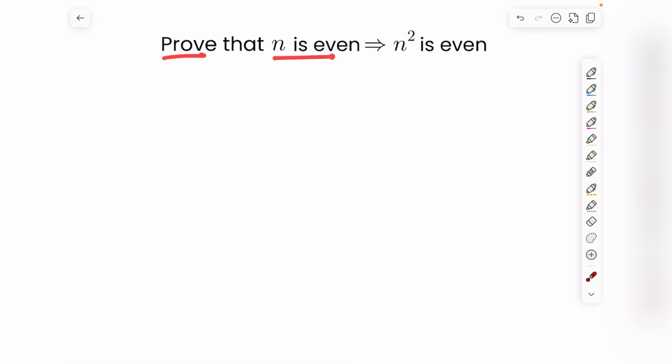We're told to prove that if n is even, then n squared is even. How do I know to use if-then? Because this implication operator tells me if this, then this. If you see the word show instead of prove, it's the same thing.